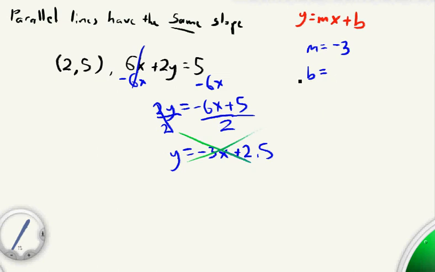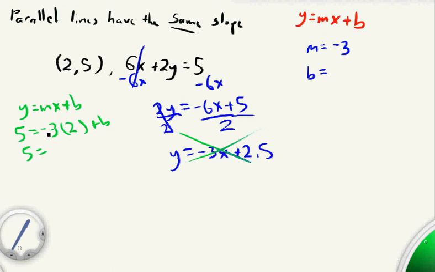Okay, so now all we need is b. And so we're going to find our slope-intercept form. We got y equals mx plus b. And we are going to plug in y, m, and x so that we can find b. Okay, so y is going to be 5. So we're going to get that 5 equals our m, which we said was negative 3, okay, so 5 equals negative 3 times x. Our x here is 2 plus b, and so now let's solve this.